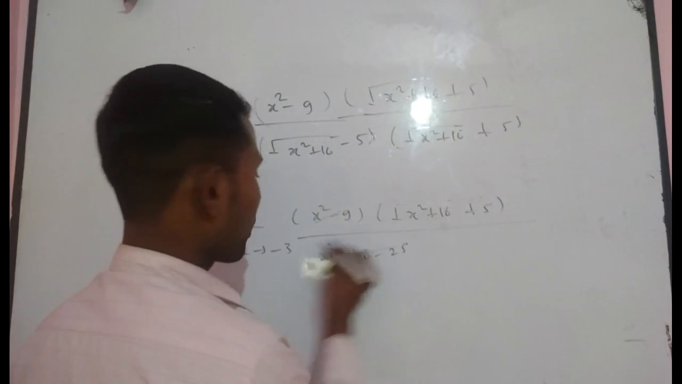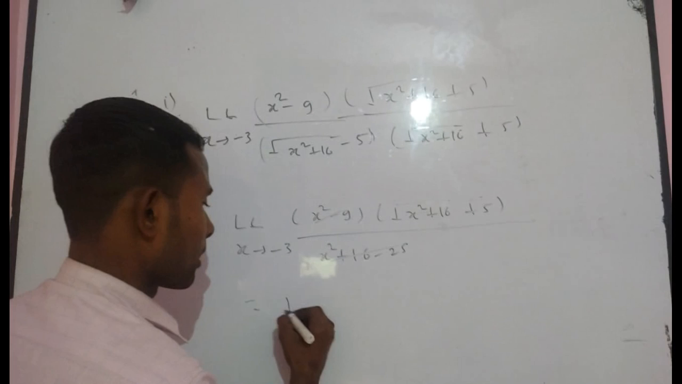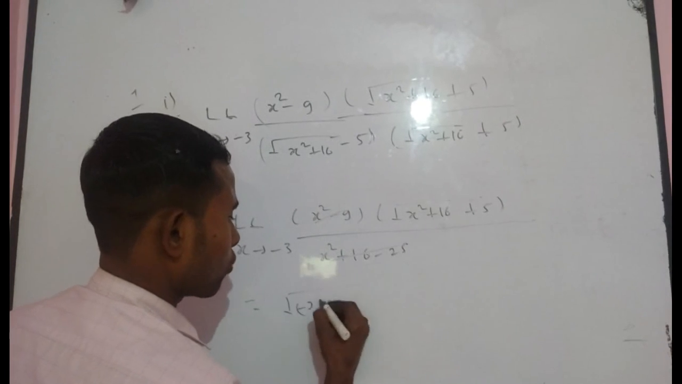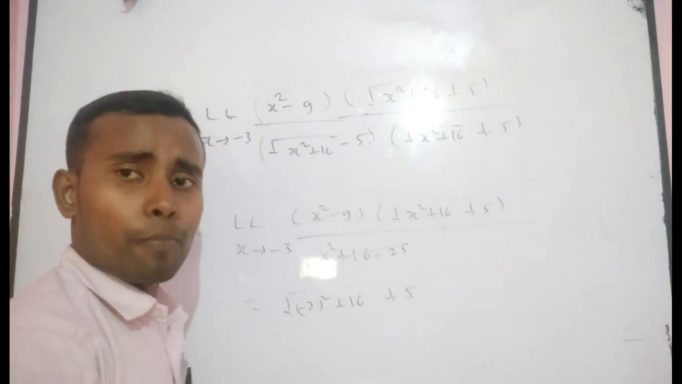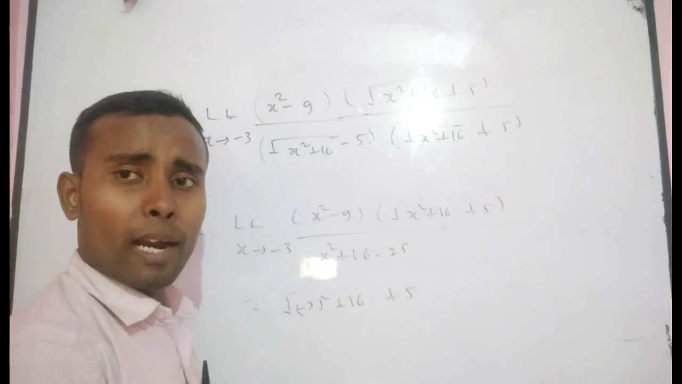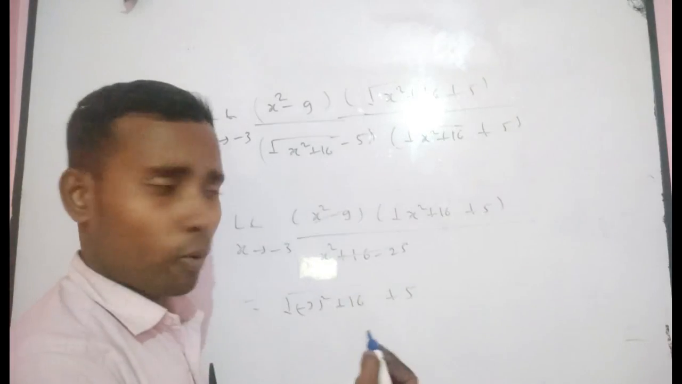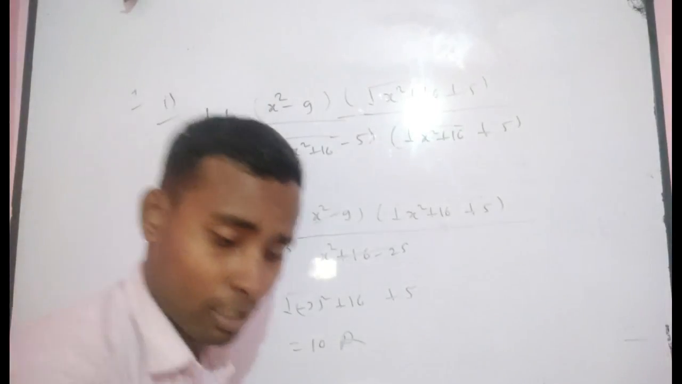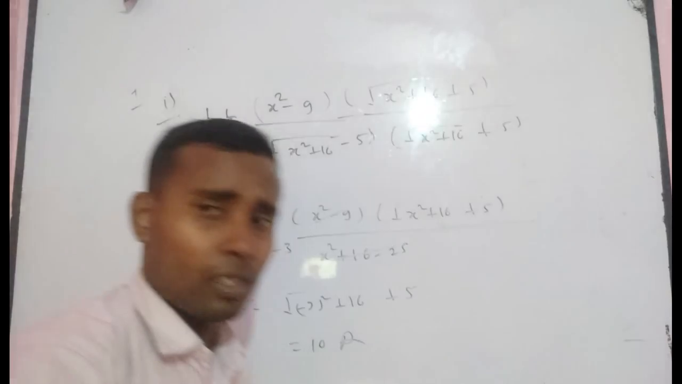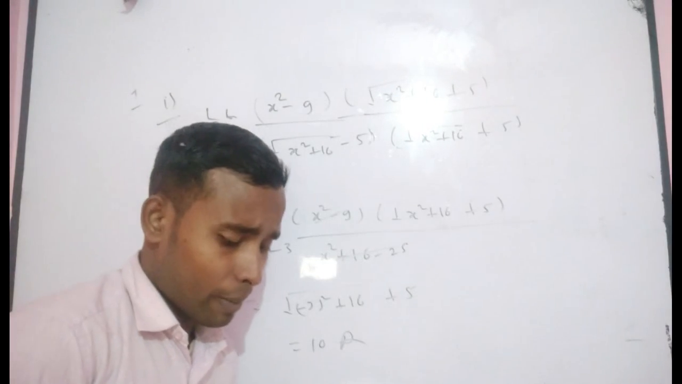Now if you put x equal to minus 3, you get what? Under root minus 3 whole square plus 16 plus 5. Now minus 3 square will be what? 9. 16 plus 9 will be what? 25. Root under 25 will be what? 5. 5 plus 5 will be what? 10, which is your required answer. I think you understand my factor. Now I want to take the next example.